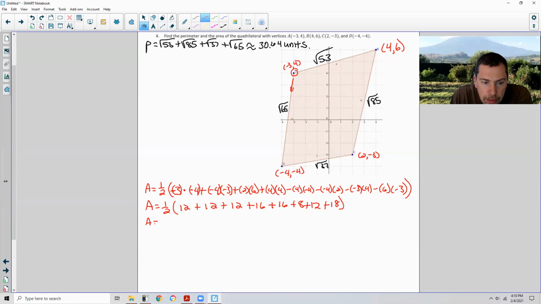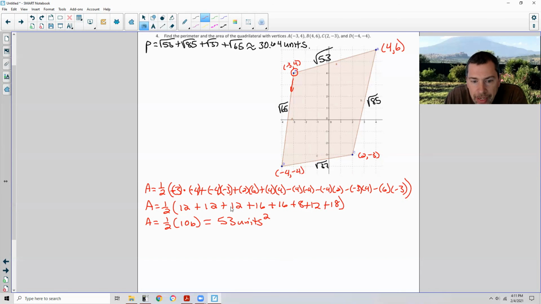So the area equals 1/2. 12 plus 12 is 24, 36, 46, 52, 62, 68, 76, 86, 88, 98, 106, which equals 53 units squared. It's correct. I checked it.